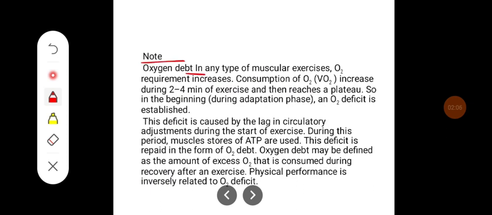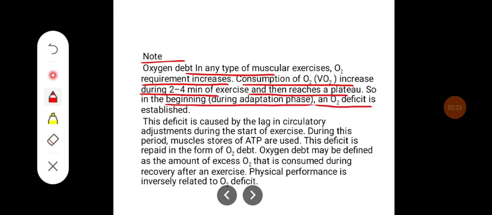Note that in any type of muscular exercise, oxygen requirement increases. Consumption of oxygen increases during 2 to 4 minutes of exercise and then reaches a plateau. So in the beginning, during the adaptation phase, an oxygen deficit is established. This deficit is caused by the lag of circulatory adjustment during the start of exercise. During this period, the muscle stores of ATP are used. This deficit is repaid in the form of oxygen debt.